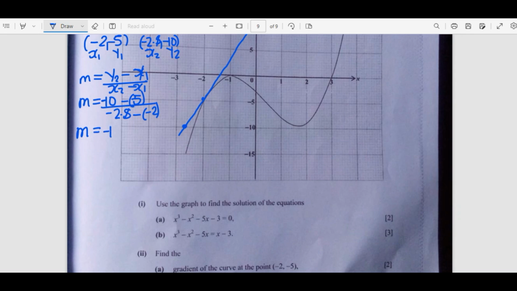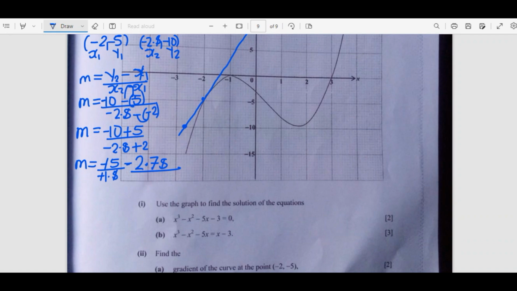So here we have negative 10, negative times negative is positive 5, over negative 2.8, negative times negative is positive 2. So on top we have negative 5 over negative 1.8, where we cancel the negatives. So we just have to do 5 divided by 1.8. I'm getting about 2.78. And this is just an approximation.